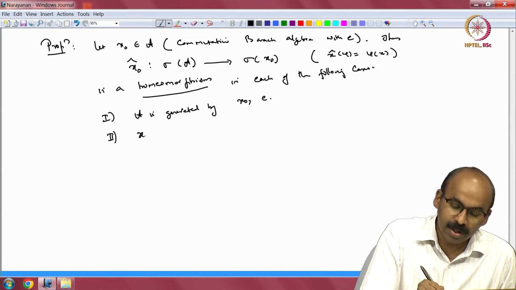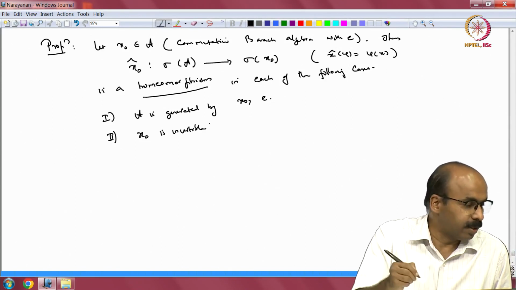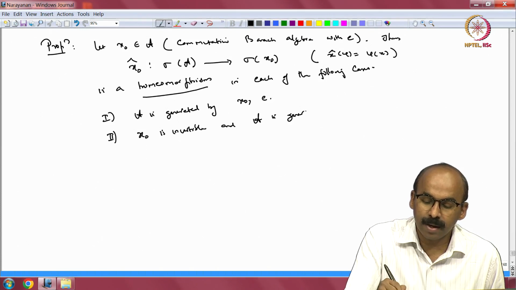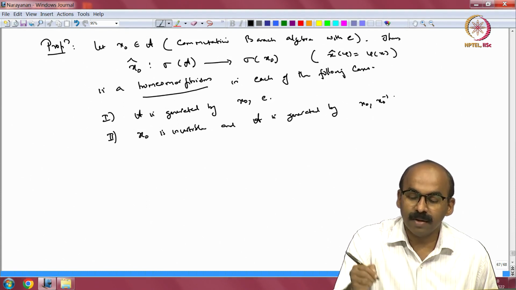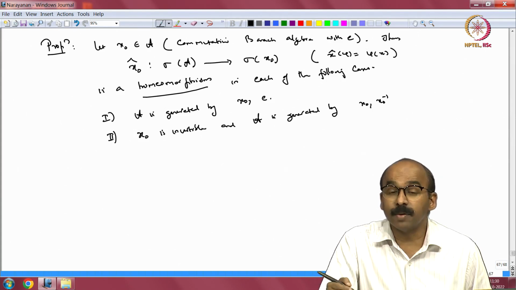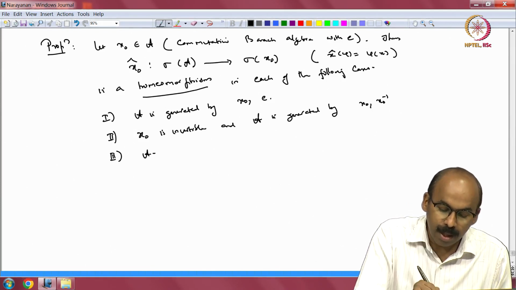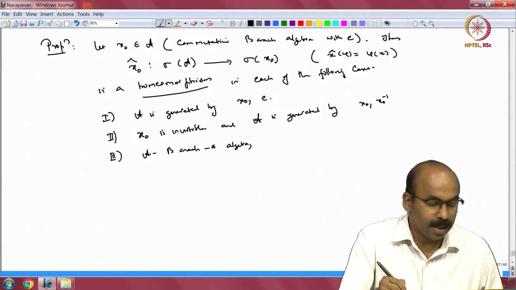Okay. 2, x naught is invertible and A is generated by x naught and x naught inverse. If you have x naught and x naught inverse, then of course identity is there, and you look at the Banach algebra generated by these elements. Okay. 3, A is a Banach star algebra and A is symmetric.